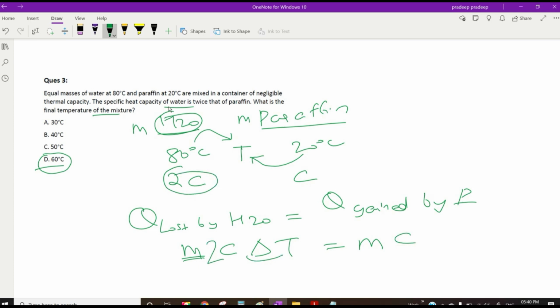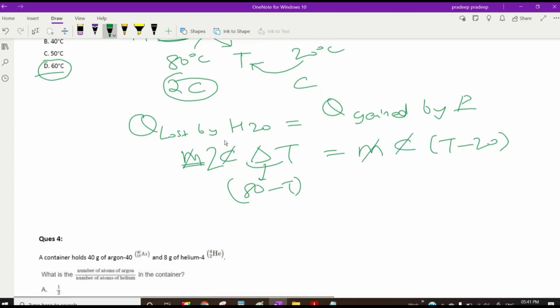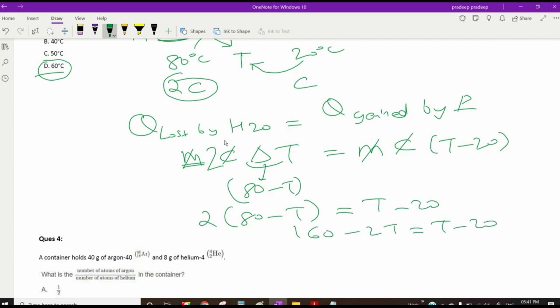Now delta T in case of water will be 80 minus T, and in case of paraffin the temperature difference delta T will be T minus 20. So now you can see the m and C can get cancelled out from both sides. So you will have an equation like this: 2 times (80 minus T) equals T minus 20. On solving this, 160 minus 2T equals T minus 20. So 180 equals 3T, and temperature then comes out to be 60 degrees Celsius. Now Sheldon, please check where was the mistake you were making.